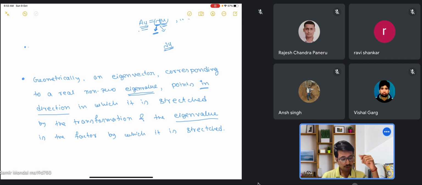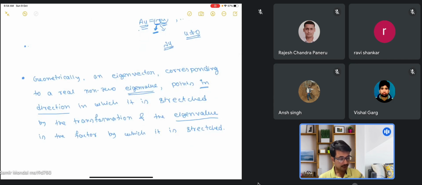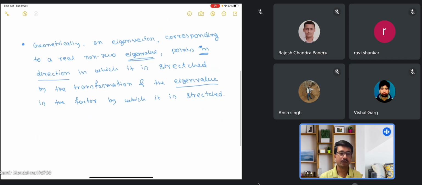So when we are talking about direction, we have to assume that the eigenvalue is non-zero, and for every eigenvalue the eigenvector has to be non-zero. If you want the geometric interpretation of eigenvalue and direction, we need the eigenvalue to be non-zero, otherwise the eigenvalue might be zero. Understood?